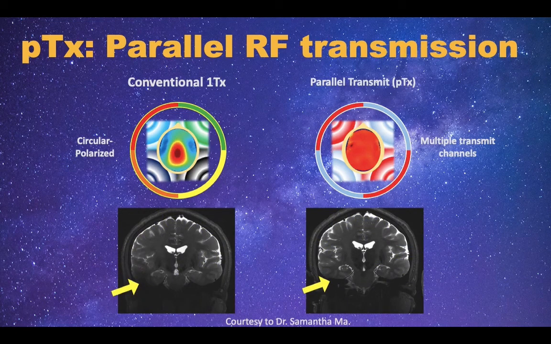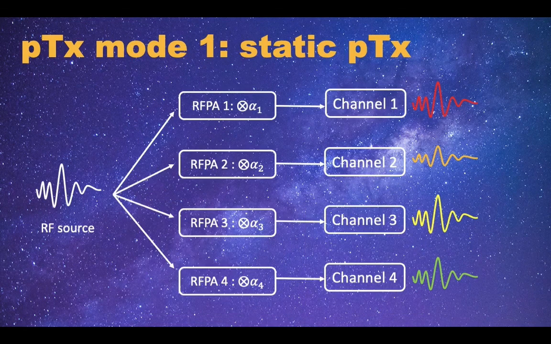As shown in this figure here, one subject was scanned with a T2 weighted sequence at 7T, with 1Tx and pTx back to back. Apparently, with 1Tx, the B1 field inhomogeneity led to signal loss at temporal lobes, while with pTx, the signal intensity was relatively homogeneous. However, this is just one very simple example of how pTx helps. There is so much more it can do. Next, we will dive into the two main modes of the pTx.